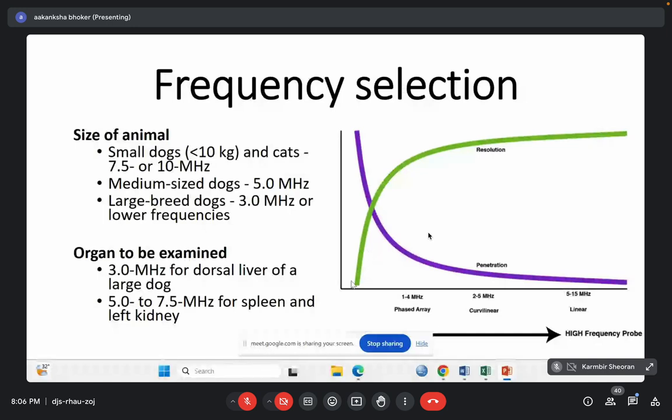Okay, so see, when we are increasing the frequency, suppose we are moving from phased array to curvilinear or to a linear transducer, we are increasing the frequency. With increasing frequency, there will be better resolution. Resolution will improve, but the penetration power of the signals will reduce. We won't be able to scan deeper into the structures.